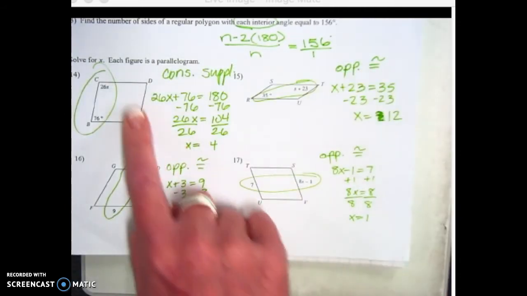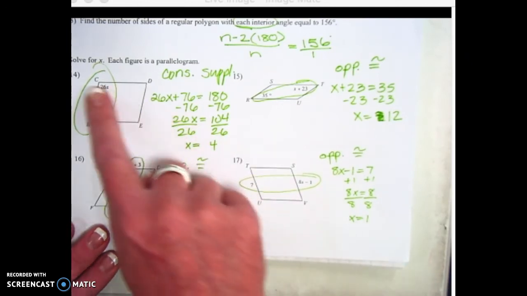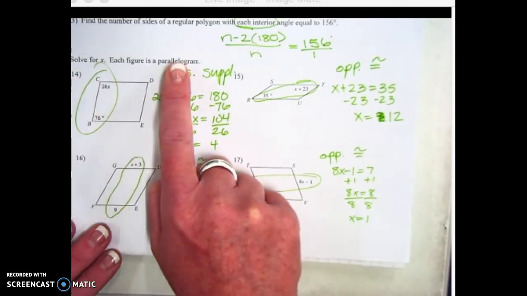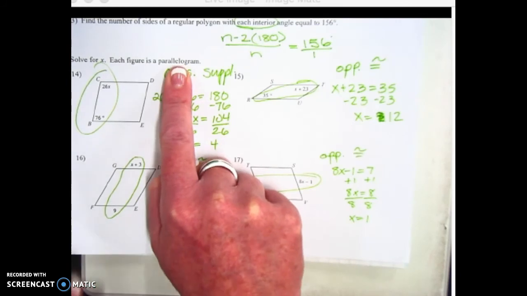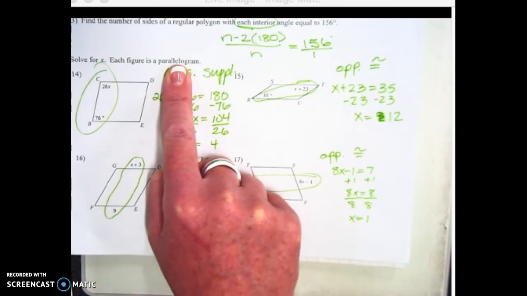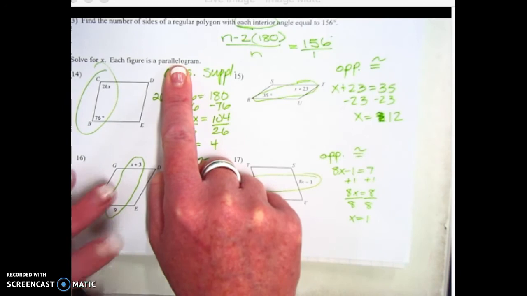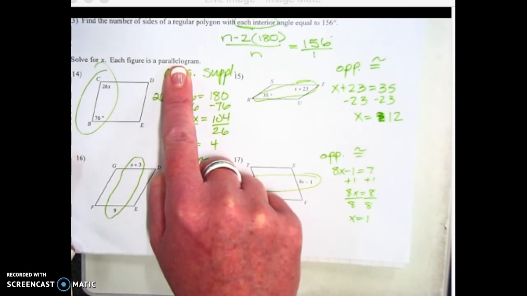Number 14 through 17 says, solve for x. Each figure is a parallelogram. So parallelograms have a lot of properties. You can use your chart and use that to help you figure out which one each problem is talking about.